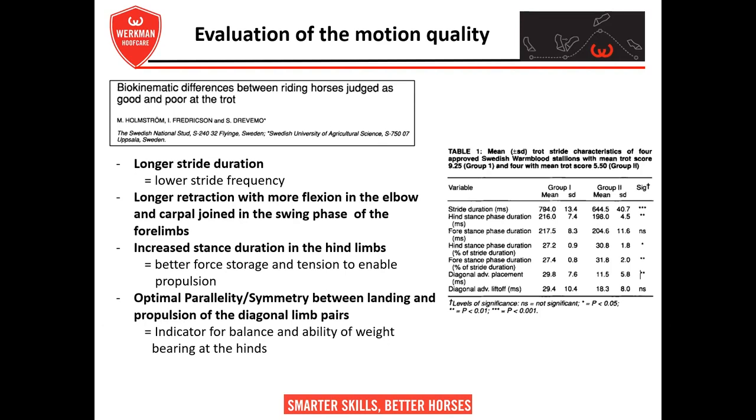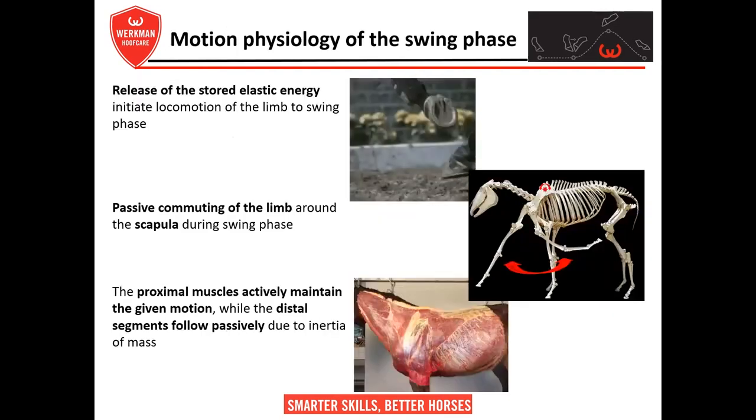So this is actually evidence for evaluation of horses and their gait. And this is what we would like to achieve, or at least maintain, with our shoeing. And this is connected to the swing phase. So if we repeat how the swing phase works, very shortly before swing phase, we have the release of stored energy in the long tendons, in the whole locomotor system, in the muscles of the shoulder girdle, for example, and they initiate locomotion of the limb into swing phase.